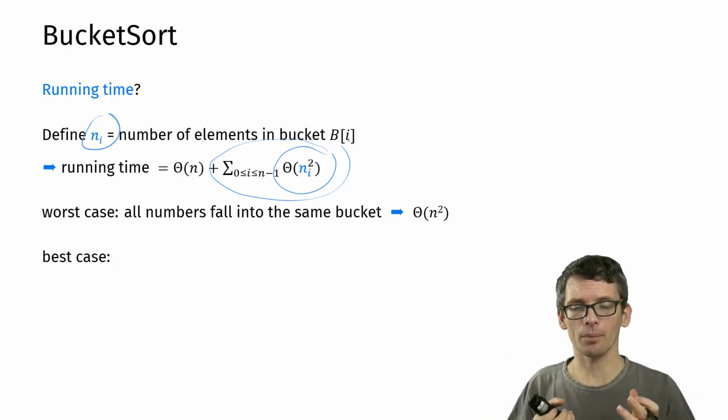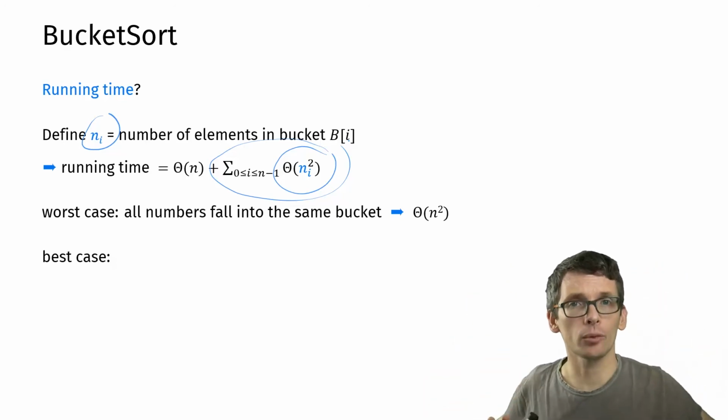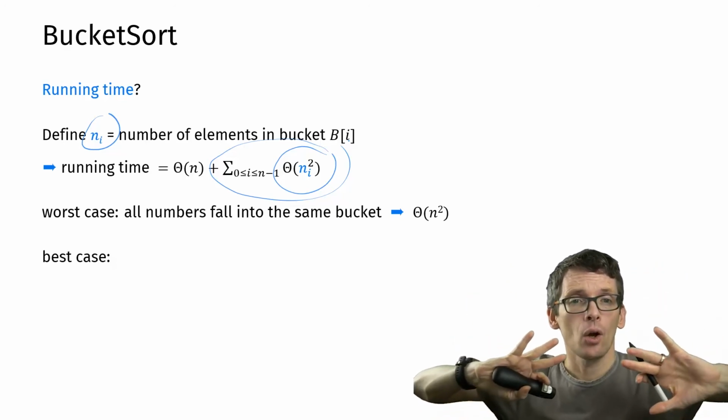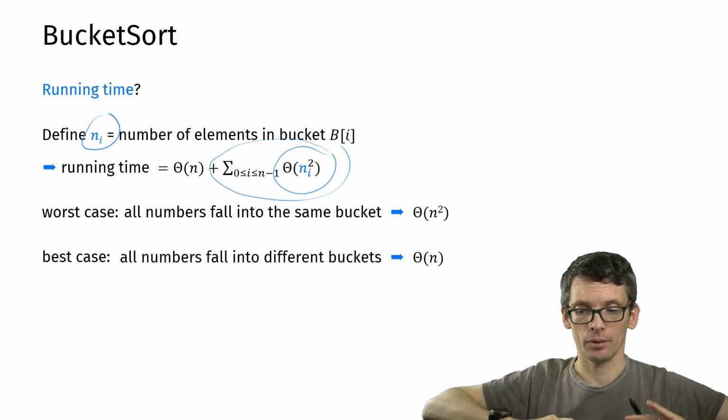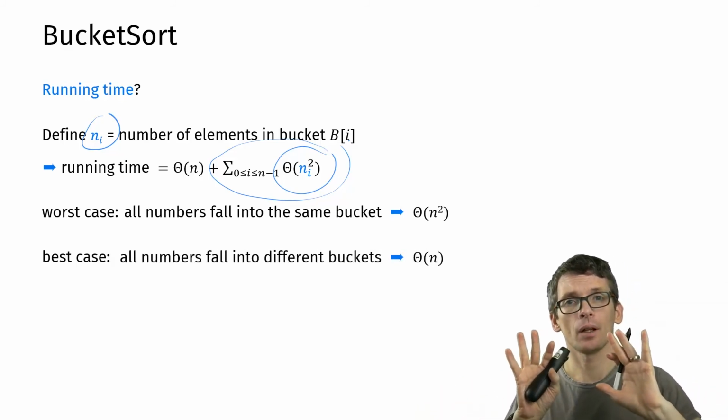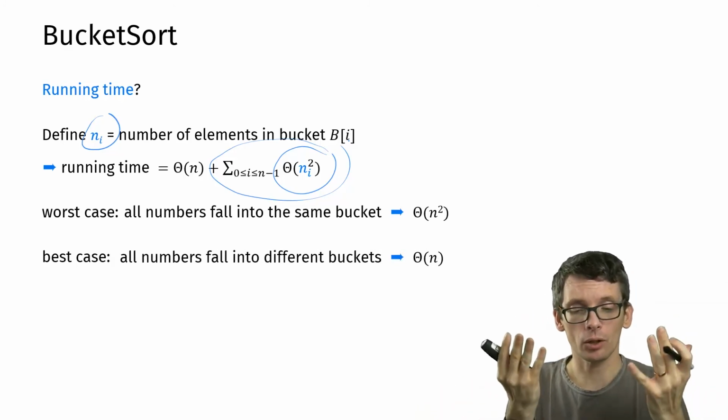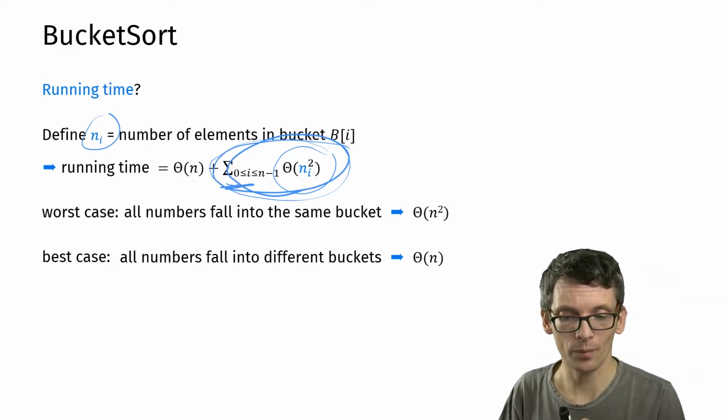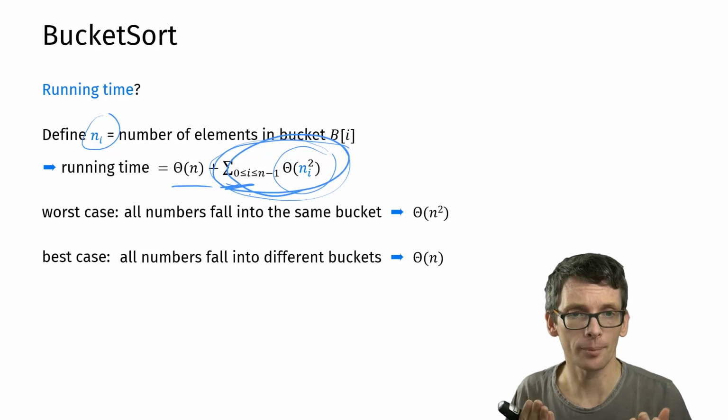So what's the best case? The best case is if they're kind of perfectly spread out. It means that we have exactly one number per bucket. And that means sorting one number takes constant time. The sum over the n is then linear, and then we have linear plus linear is linear.